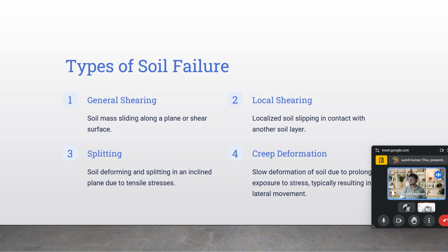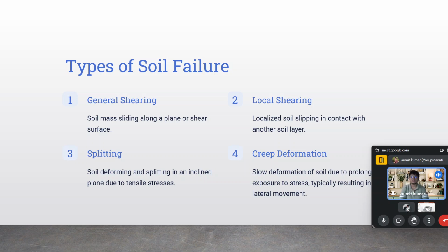Now we talk about the types of failure that take place in the soil. First one is the general shearing, where the soil slides along a plane or a shear surface. Second is the local shearing, localized soil slipping in contact with another soil layer. Third one is splitting, soil deforming and splitting along an inclined plane due to tensile stress. And the fourth one is creep deformation, which is the slow deformation of soil due to prolonged exposure to stress, typically resulting in lateral movement.